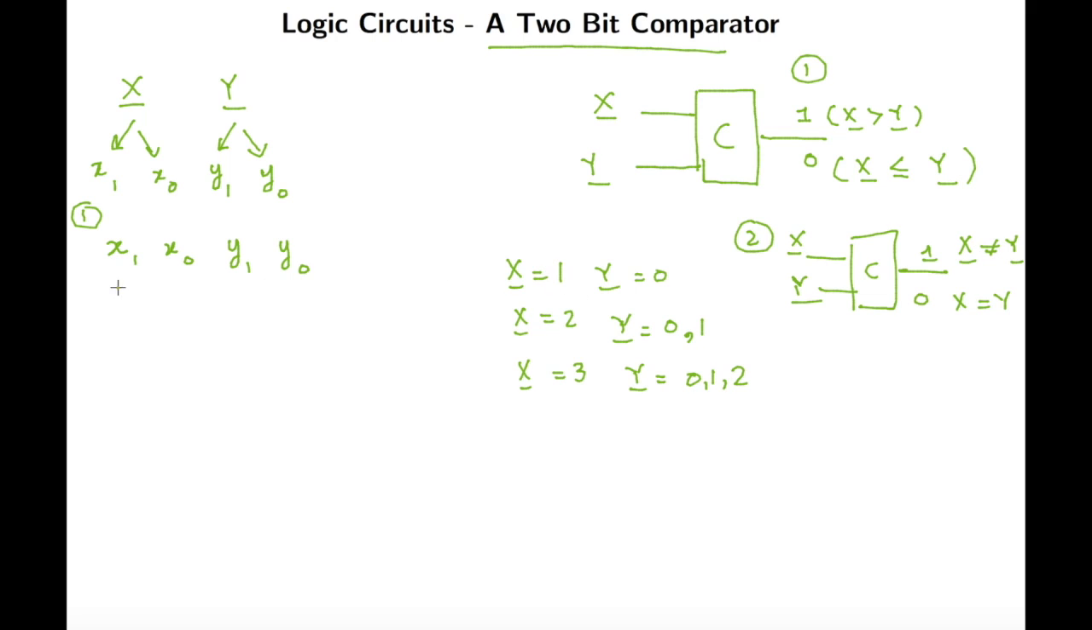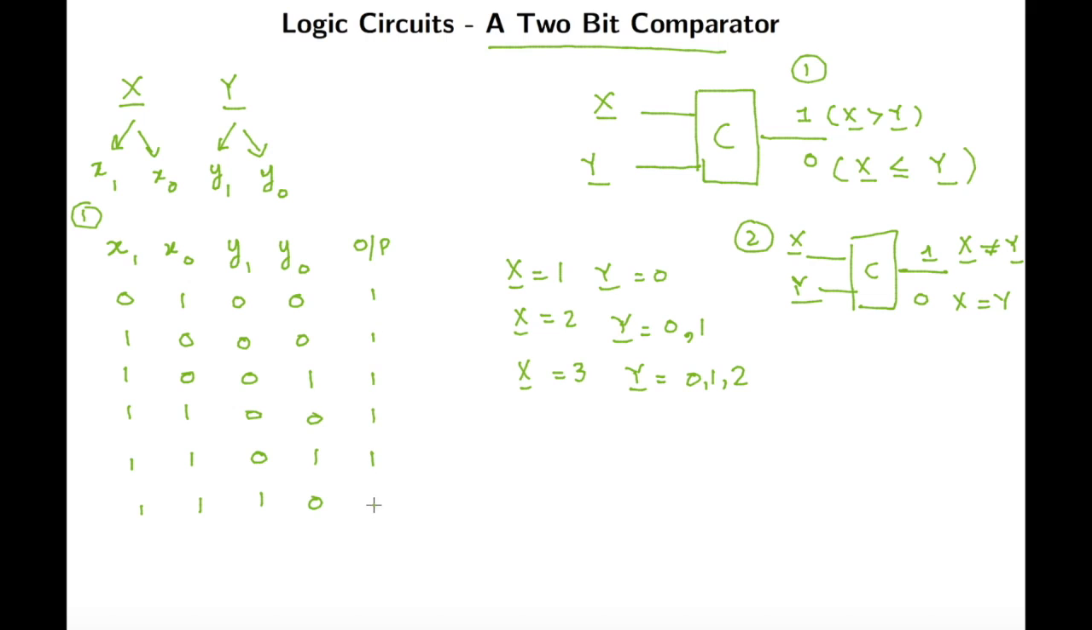Now for x is equal to 1, we get 0, 1. And for y is equal to 0, we get 0, 0. For x is equal to 2, I get 1, 0, and y is equal to 0, I get 0, 0. Then for x is equal to 2 and y is equal to 1. And for x is equal to 3, I have y equal to 0, 1 and 2. So these are the only inputs for which my output is equal to 1.